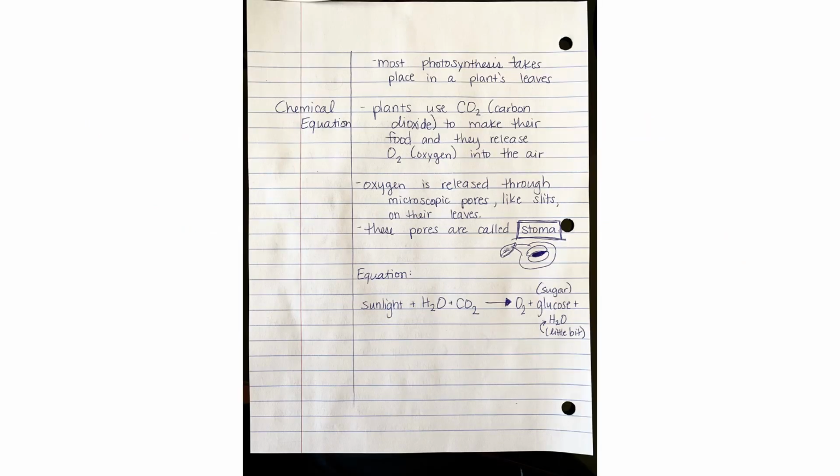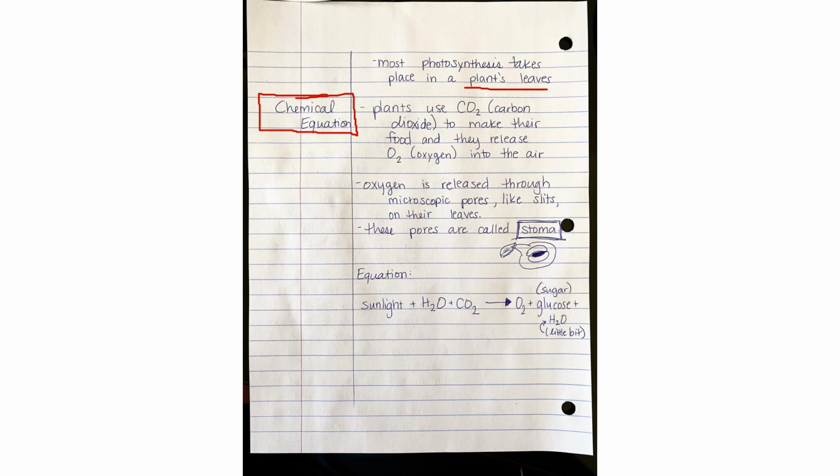Okay, so if you're doing your handwritten notes, there was one little part that I was not able to fit on the other side as far as where photosynthesis takes place. And I said most photosynthesis takes place in a plant's leaves. Okay, but then you're going to add your next topic over here, which is the chemical equation, getting into the more chemical side of things.